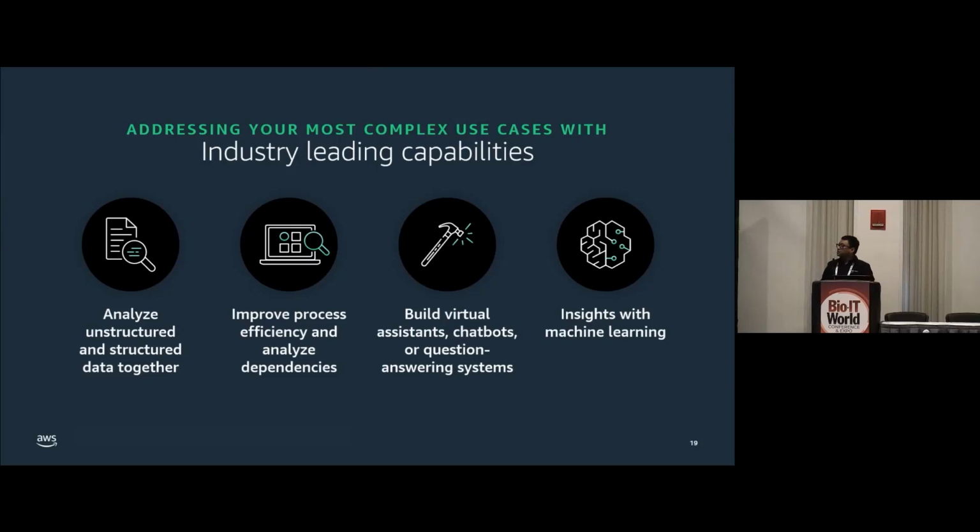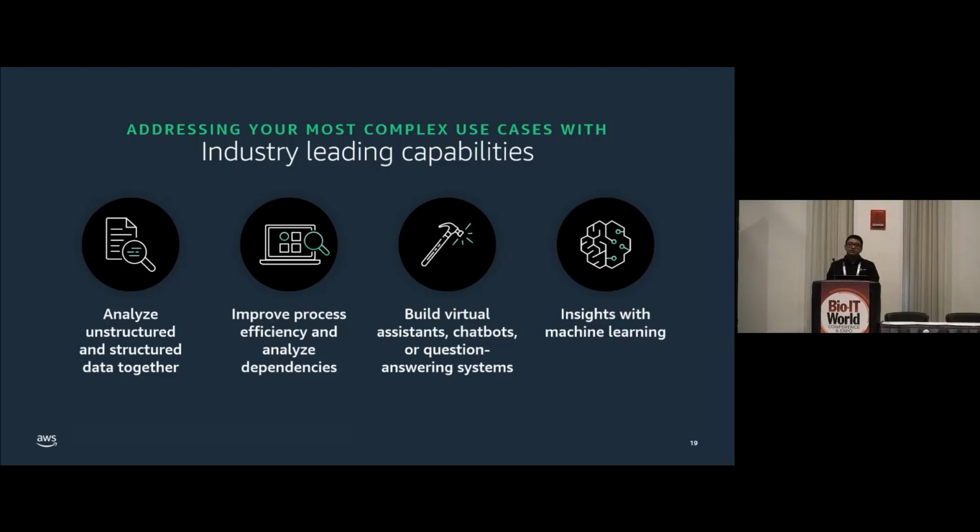You can also improve the process efficiency and analyze dependencies better with a knowledge graph. For example, in life sciences, you can actually track your experiments, your trials, and also your drug characteristics using a knowledge graph. Finally, you can build context-aware systems that can go and retrieve an answer based on your queries and the vast knowledge base that you create with a knowledge graph.